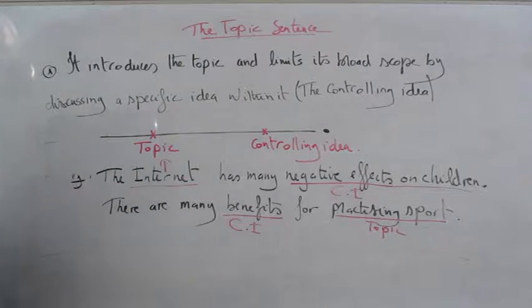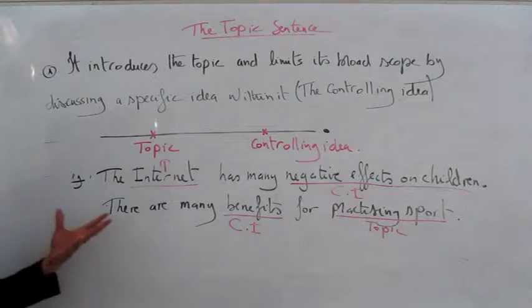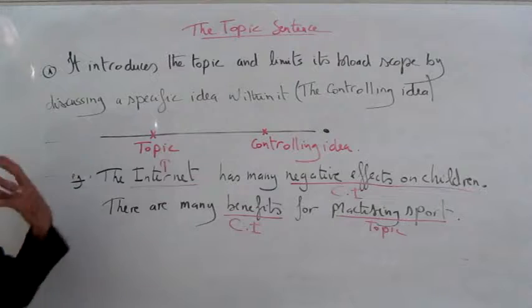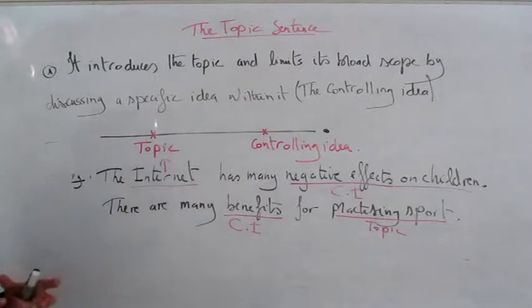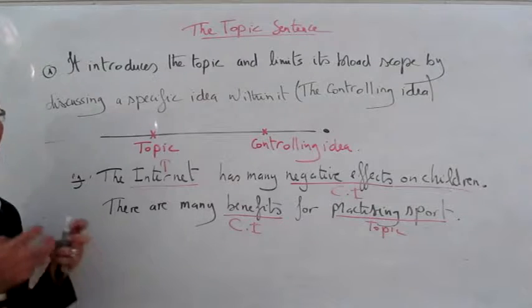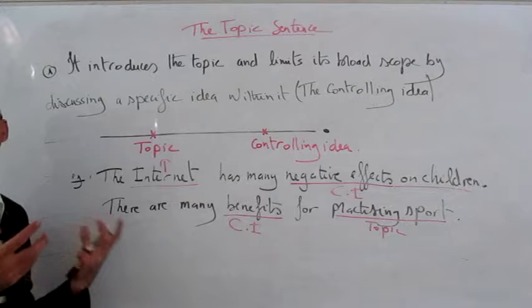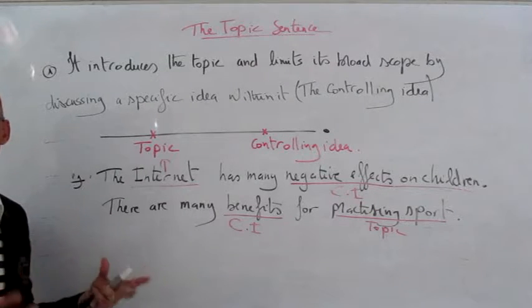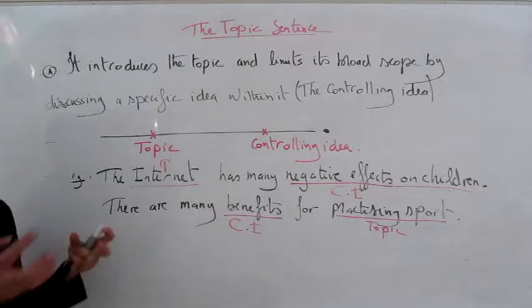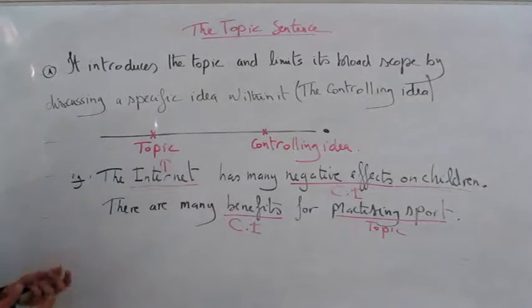Second, also an important remark or rule about the topic sentence: as it is a sentence, it means what? It must have the structure of an English sentence. It must be at least a simple sentence. At least. It means it must include a subject and a verb. One subject and one verb.